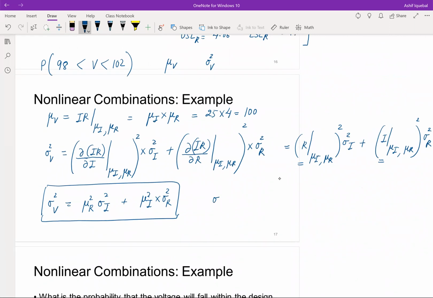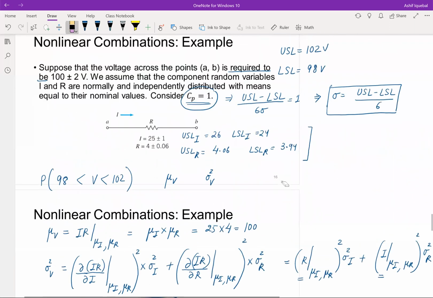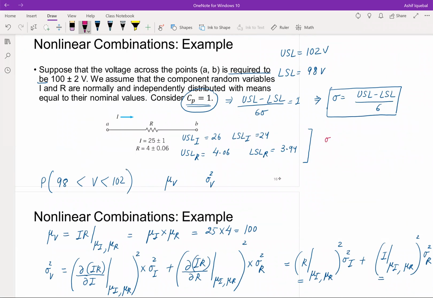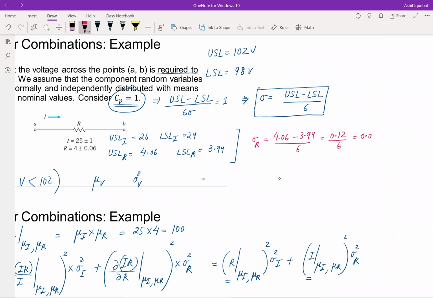So let's actually calculate here itself. Let me use a different color so you'll be able to remember this. So sigma of R will be equal to 4.06 minus 3.94 divided by 6. This is equal to 0.12 by 6, and this is equal to 0.02. Similarly, sigma of I is equal to 26 minus 24 divided by 6, which is 1 by 3. So now we have all of the values that we need.